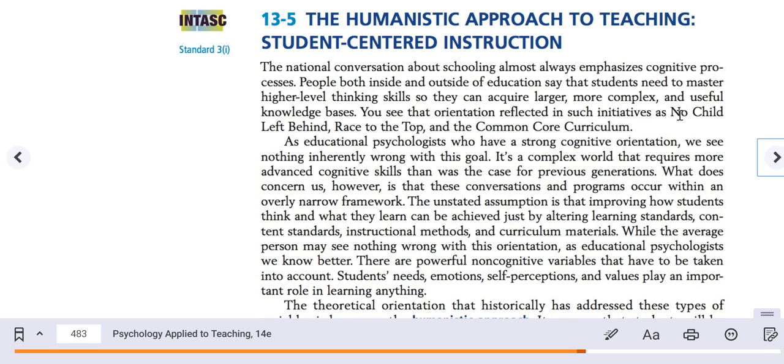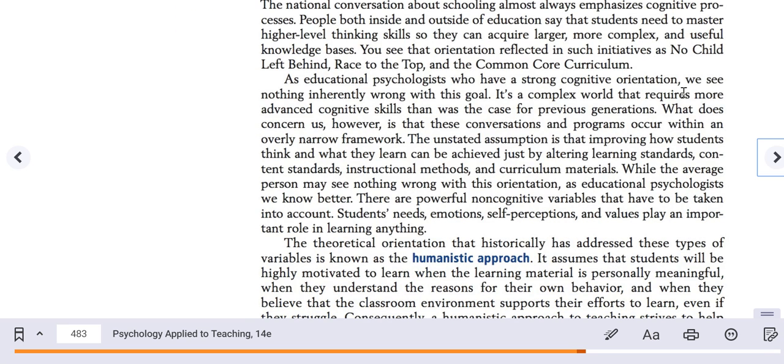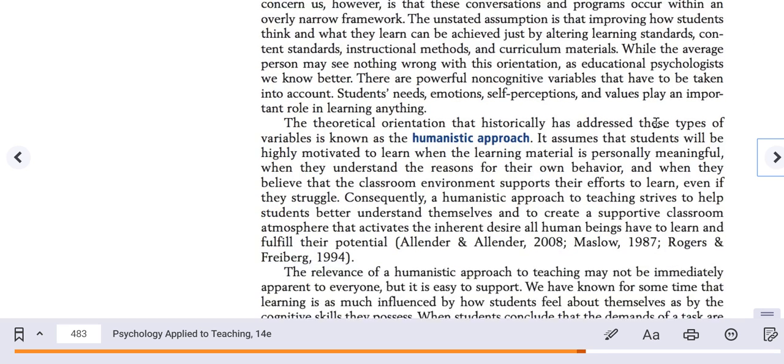The unstated assumption is that improving how students think and what they learn can be achieved just by altering learning standards, content standards, instructional methods, and curriculum materials. While the average person may see nothing wrong with this orientation, as educational psychologists, we know better. There are powerful non-cognitive variables that have to be taken into account. Students' needs, emotions, self-perceptions, and values play an important role in learning anything.